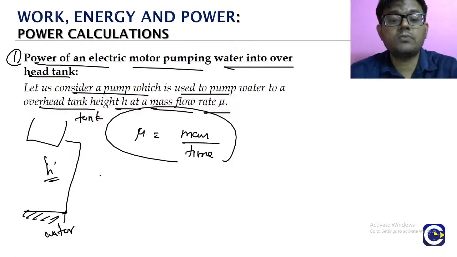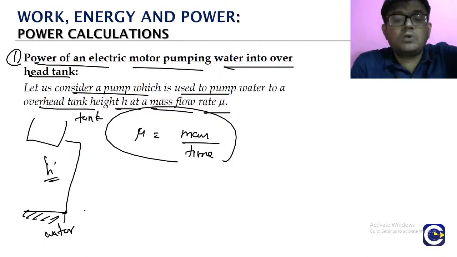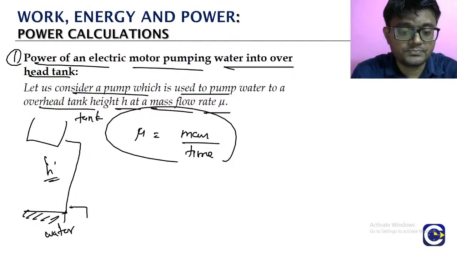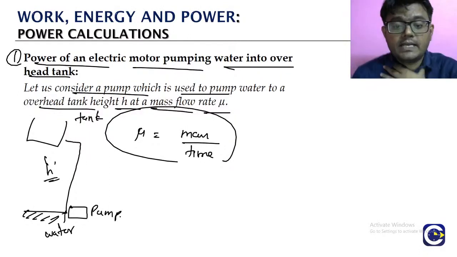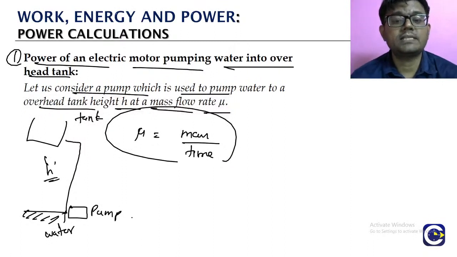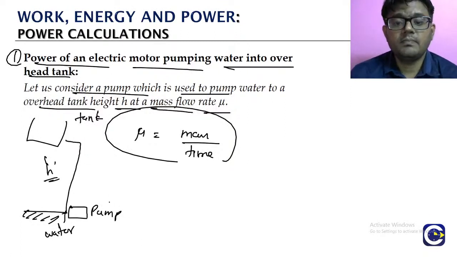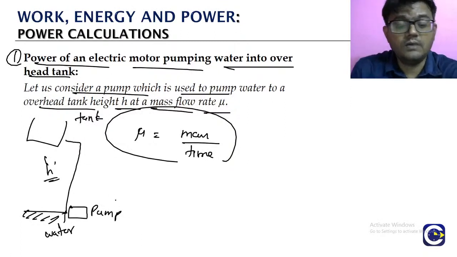So we need to calculate, so this water cannot go like that, right? We will use, of course, a pump. So there will be a pump that will be used to take the water from the level to the overhead tank. So here we need to calculate what is the electrical power of this particular pump.